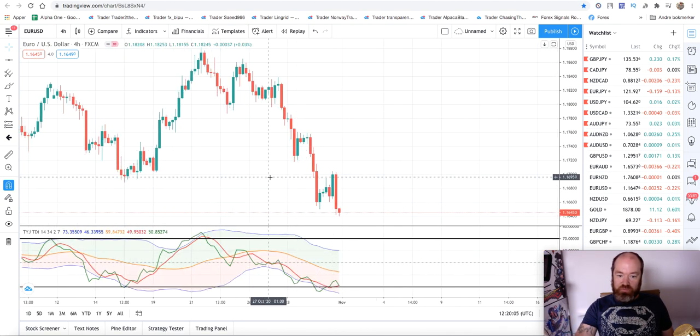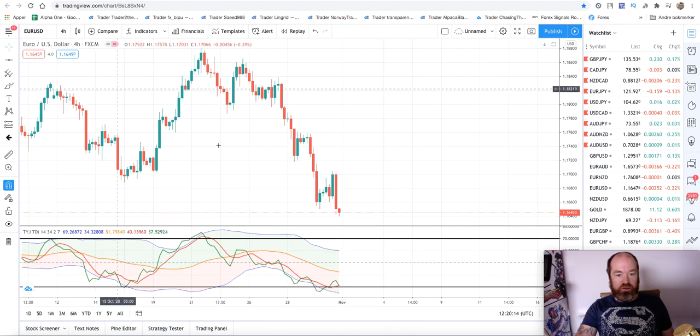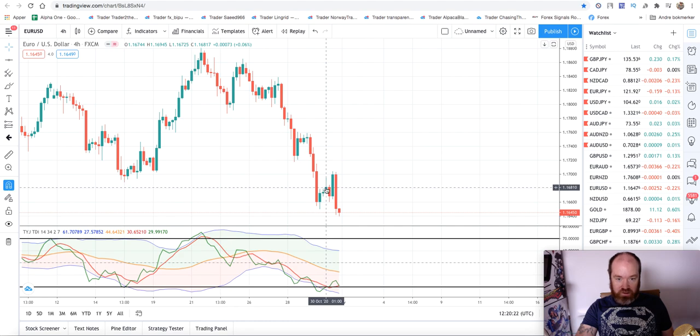Let's move a little. Like for example, right now on euro against dollar, we would have entered a trade right here.